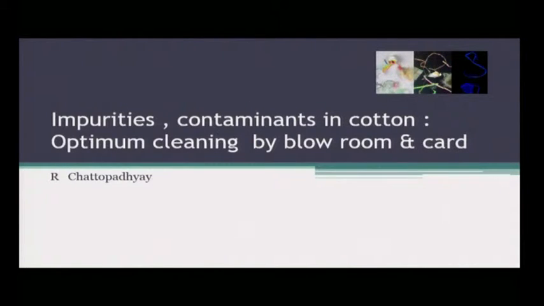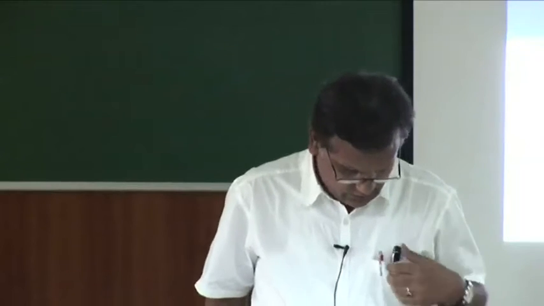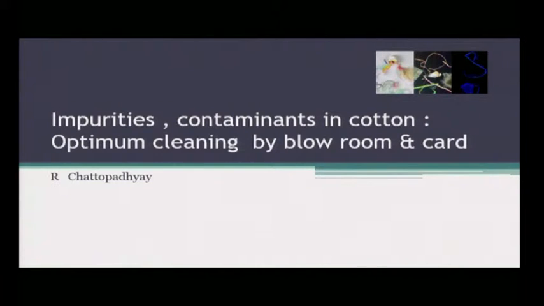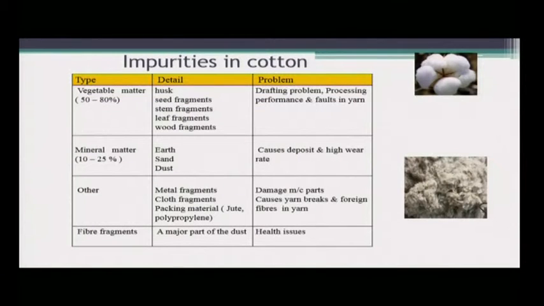So now again we talk about the impurities, contaminants in cotton, the optimum cleaning by the blowroom and carding machine. Now you have seen what Dr. Basu was telling, that so much of impurities is cleaned during the ginning stage, but even after ginning, the bale that actually arrives in the mill also contains a lot of impurities.